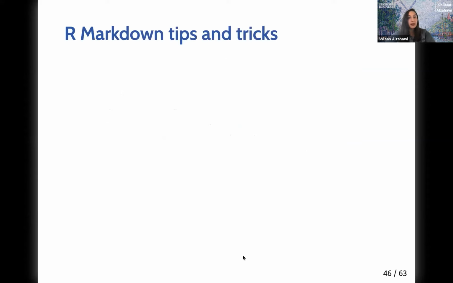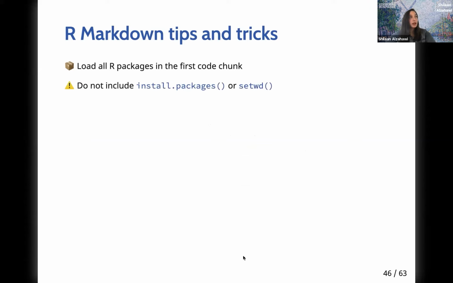So some closing remarks on R Markdown, some tips and tricks. Load all your R packages that you need in the first code chunk. Do not include install.packages or set working directory. Set working directory is simply not necessary because R Markdown will always set as its working directory the location of the file. And install.packages, when you try to knit a document in which you tell it to install a package, it will throw an error. It doesn't know what to do with that.